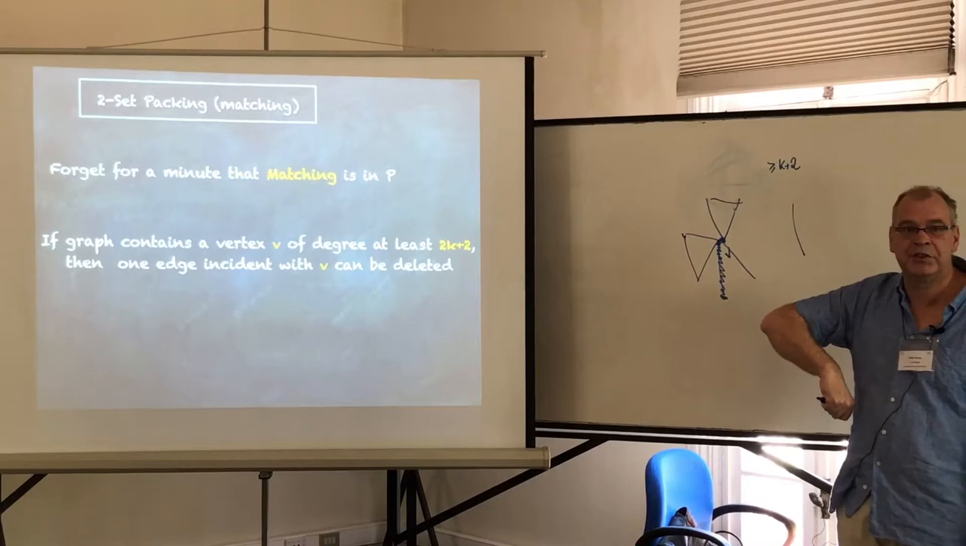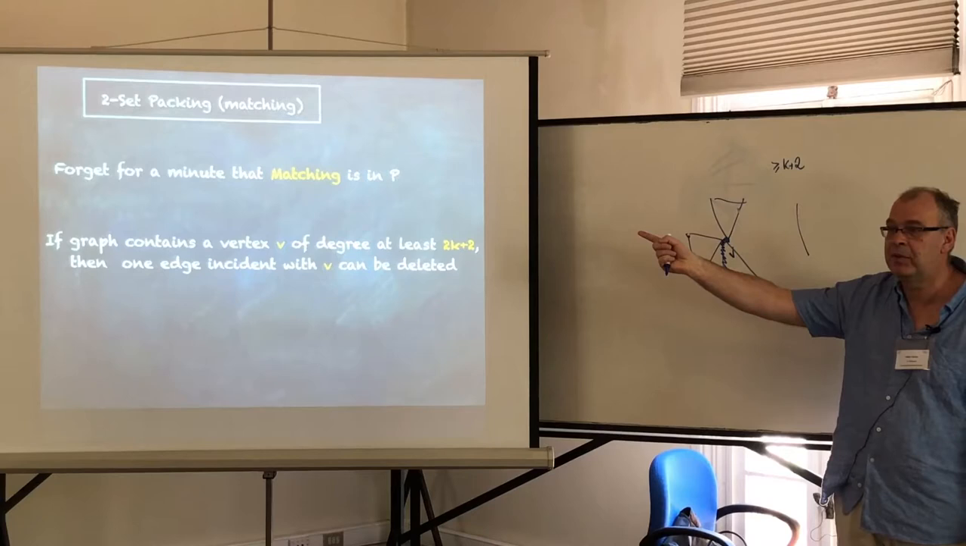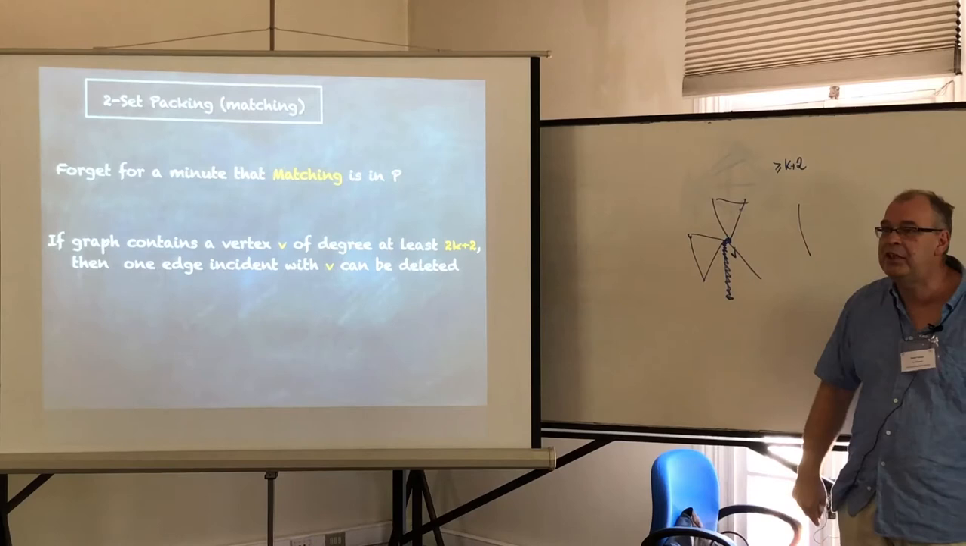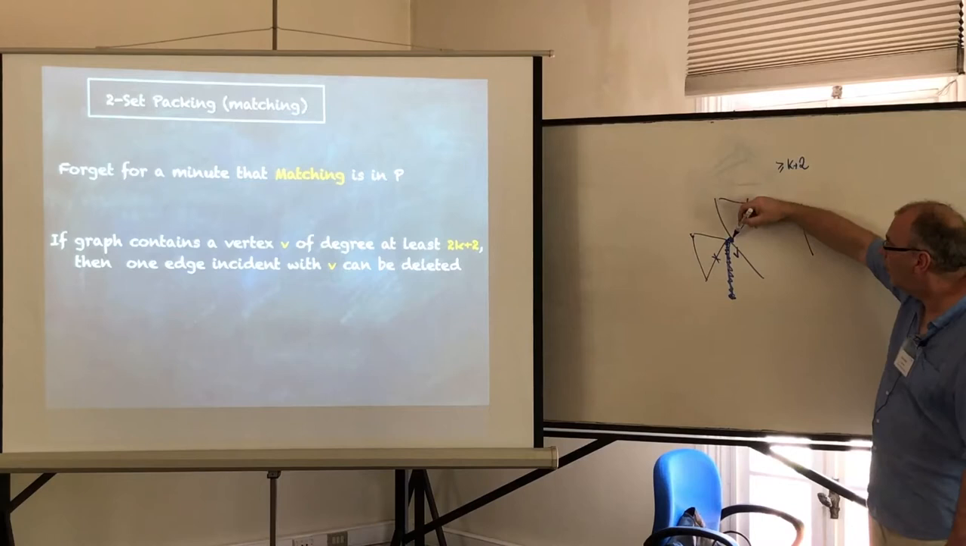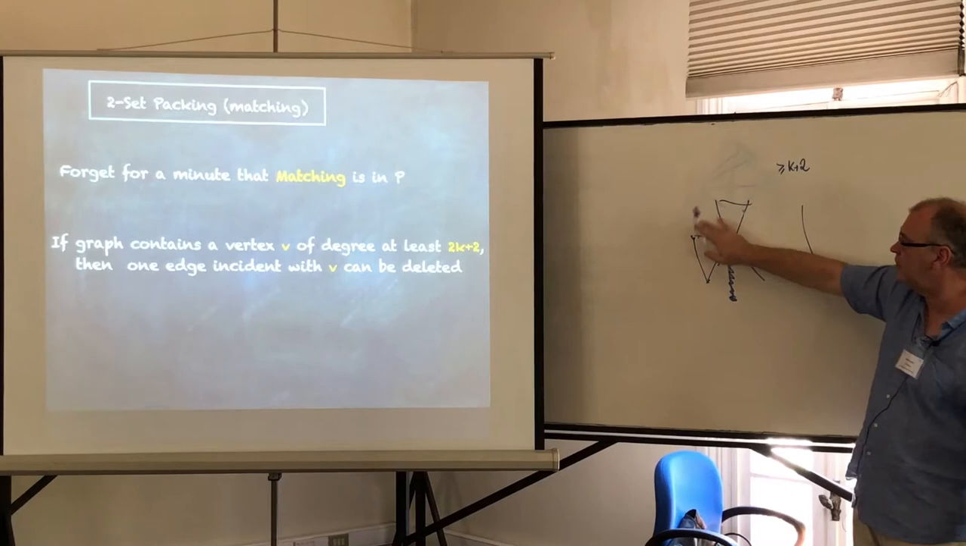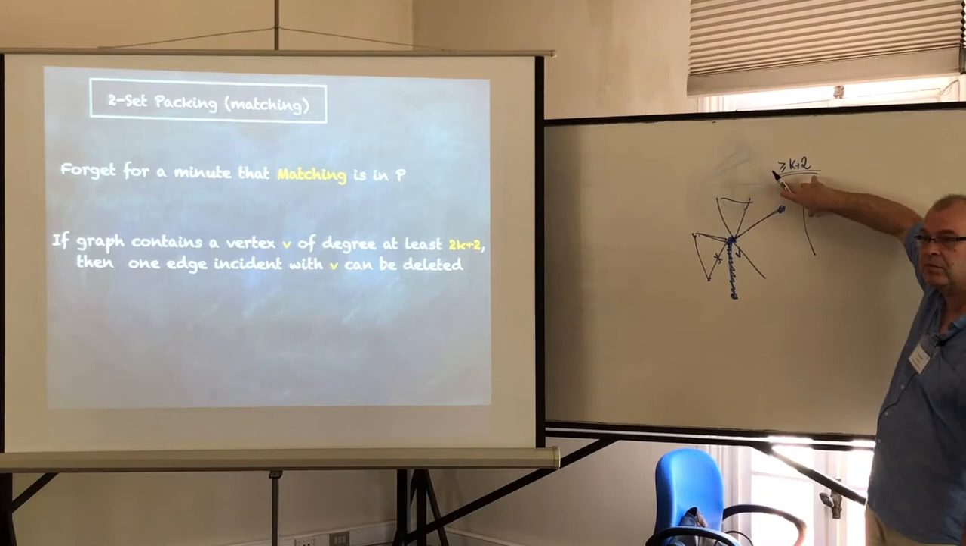If I remove any edge, then the new graph will contain a matching of size k if and only if this graph contains a matching of size k. So suppose I take any edge and remove it. If that was an edge not of the matching, then nothing happened. And if this was an edge of the matching, then how many edges incident to vertex V are also incident to the vertices of the matching? There I have k plus 2 edges. So there exists an edge incident to V whose second endpoint doesn't belong to any endpoints of the matching. So I can put this edge into the matching.